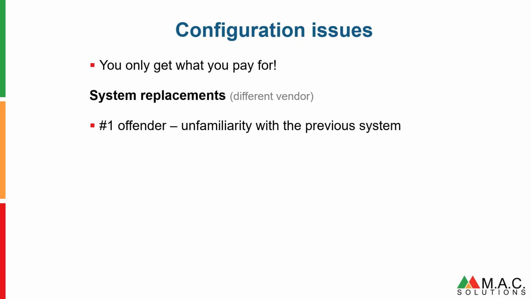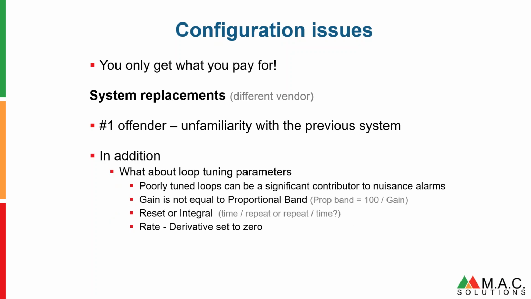Talking about parameters and unfamiliarity with the previous system, although not exactly an alarm issue, what about loop tuning parameters? Something you might need to think about. Poorly tuned loops are a cause of nuisance alarms. They can be a real significant contributor. If you're moving from an old control system to a different control system, make sure your migration people, whoever they be, understand what the old system was set up as, what the new system was set up as.